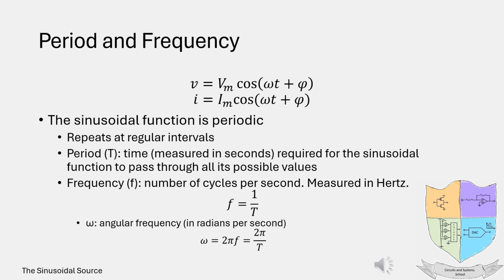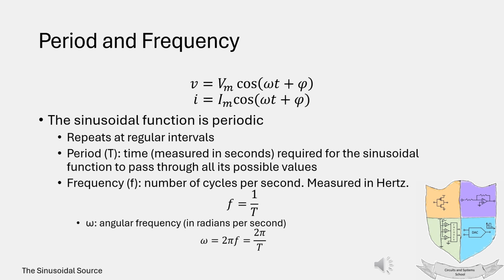The sinusoidal function is periodic, meaning that it repeats at regular intervals. The time required for a sinusoidal function to go through all its values is referred to as its period and is represented by uppercase T. It is measured in seconds. After one period has elapsed, the signal just repeats itself with the same pattern.